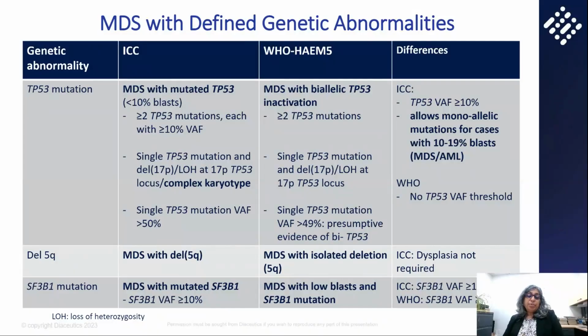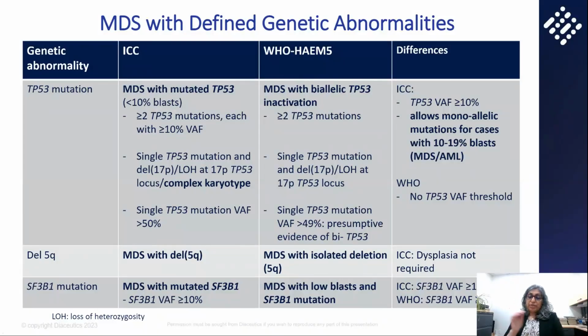Both classifications include that if you have a single TP53 mutation with a high VAF, you can still call the case MDS with mutated TP53. The VAFs are slightly different. ICC says more than 50%, WHO says more than 49%, but that's really not that significant. One more thing to point out.